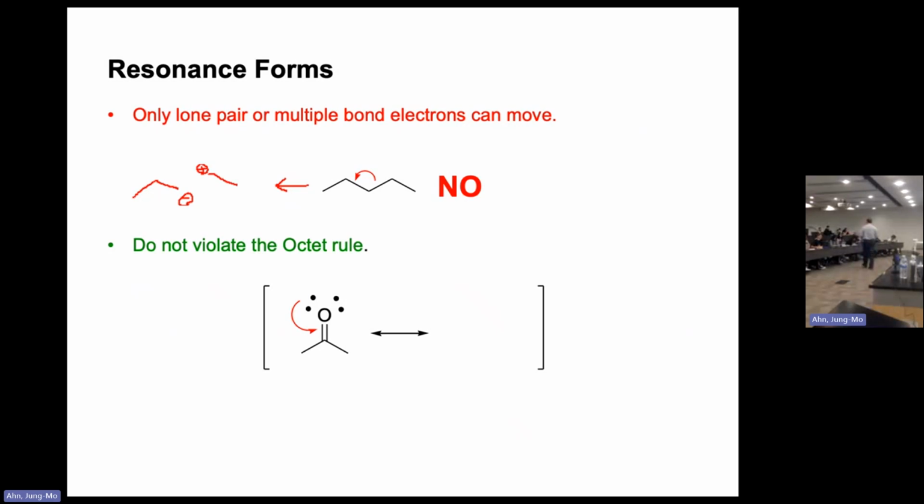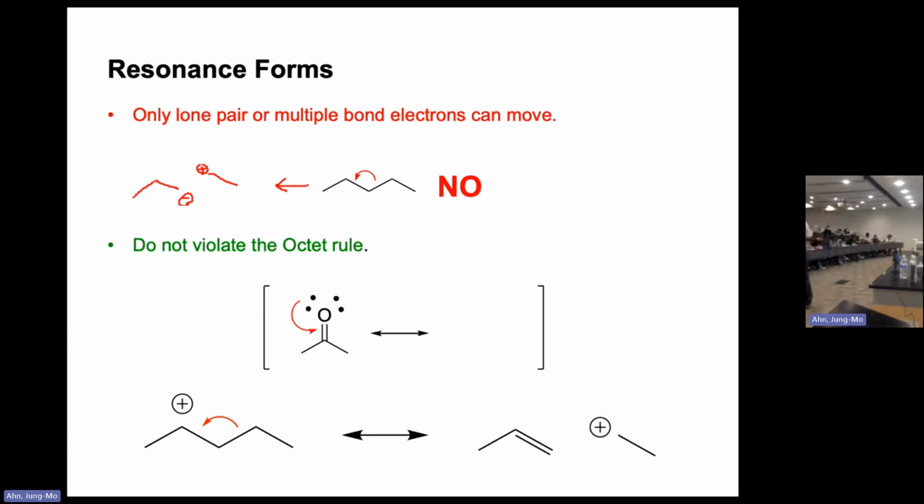You don't break the single bond by making a resonance structure, because a carbon-carbon single bond is very stable, and it takes so much energy to break it. A resonance structure is just an ambiguity of the position of the electrons. It's not breaking the molecule. So even though single bonds are made with electrons, you're not moving that. That is a big no.